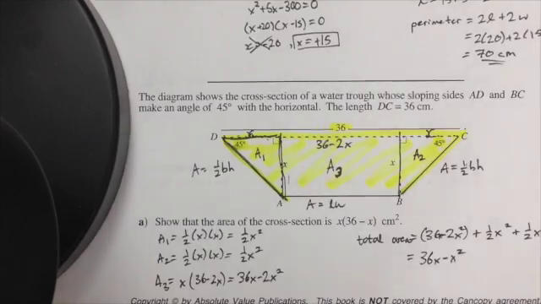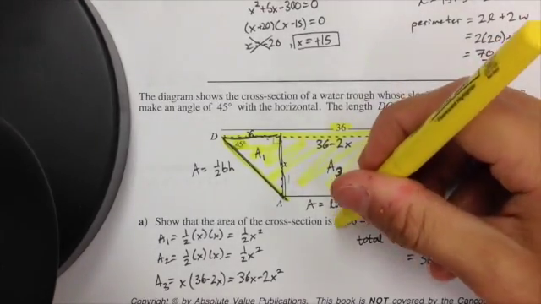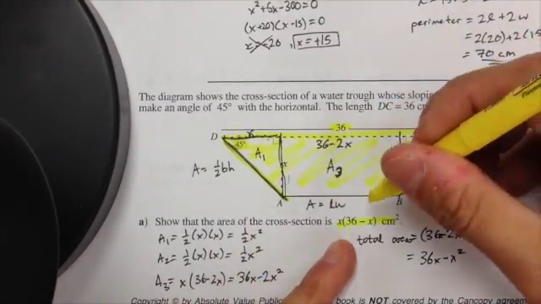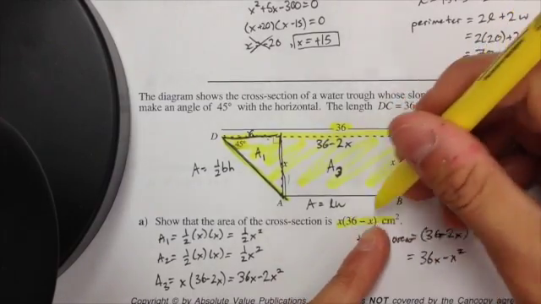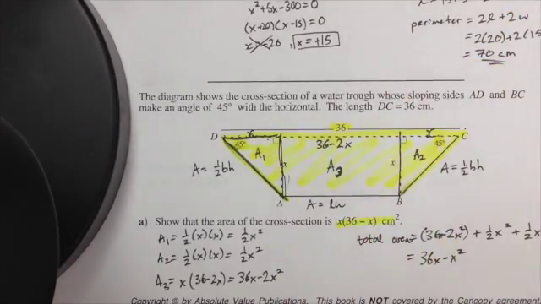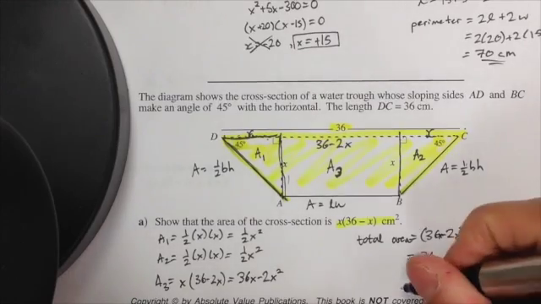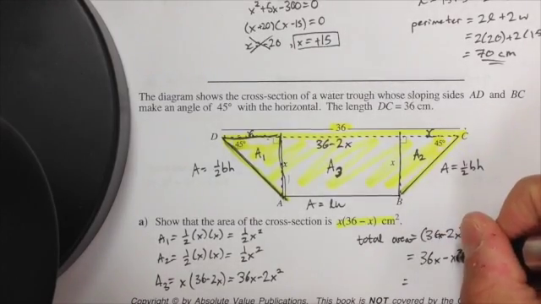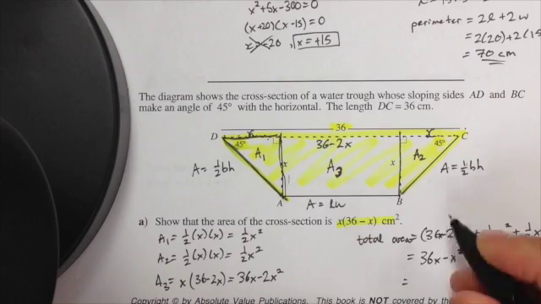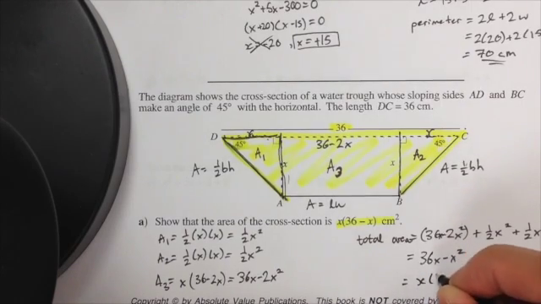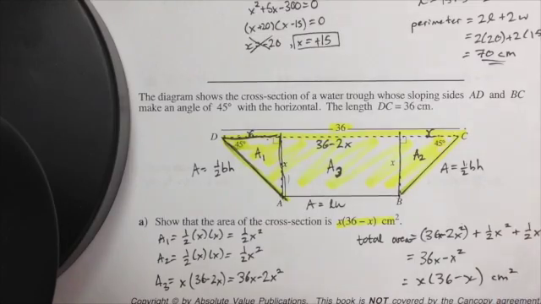Okay, but I need to prove that the cross section, the area, is x times 36 minus x. And so all we need to do now is factor this. If I pull the x out of x squared and out of 36x, it's going to be x times 36 minus x centimeters squared.